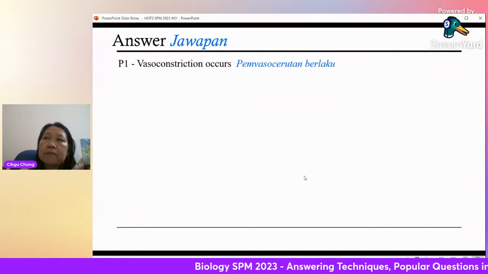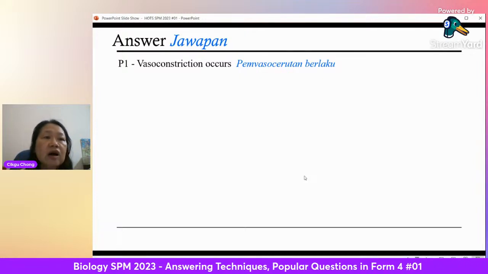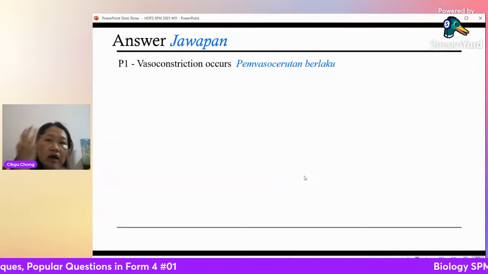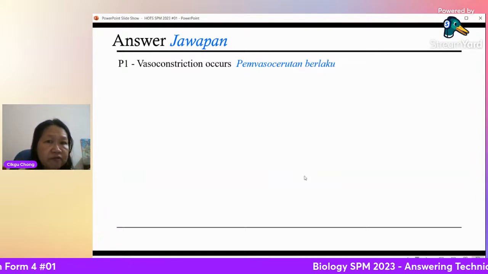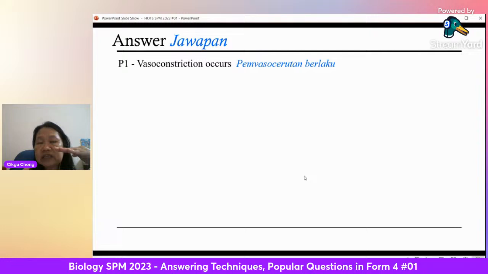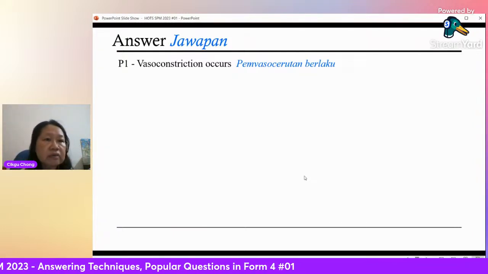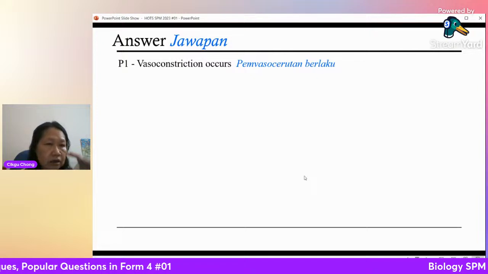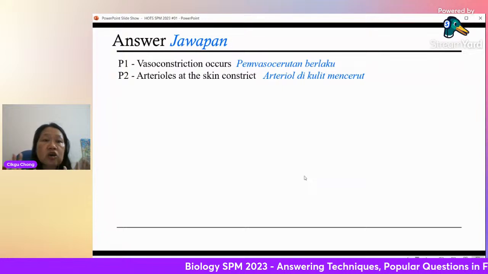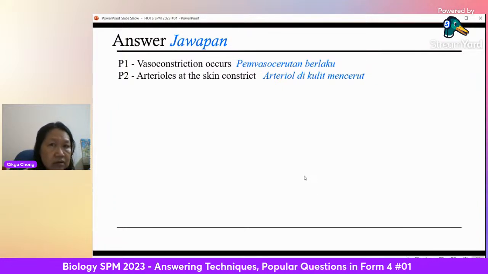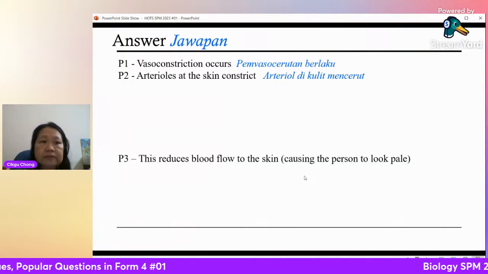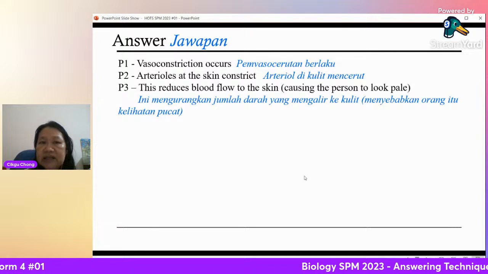So first, talking about looking pale. Why is the person looking pale? Because of vasoconstriction. This is the opposite of vasodilation. The person is pale because there's less blood flowing to the surface of the skin, because you want to preserve your body heat. If more blood goes to the surface, more heat will be lost. You want to keep your body temperature, so you keep your blood nearer to your core. Core means the middle part of your body. So the arterioles at the skin constrict. Just now it was dilate, expand. Now it's constrict, meaning becoming smaller. This reduces blood flow to the skin, causing the person to look pale.